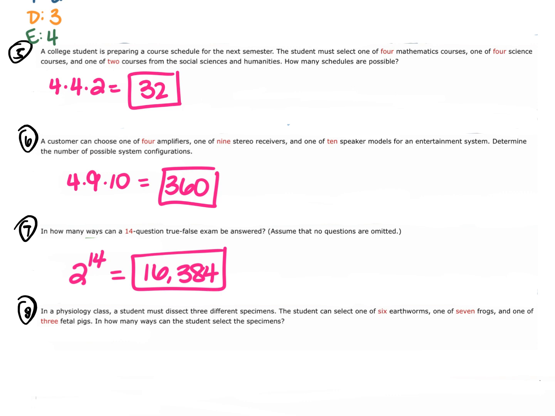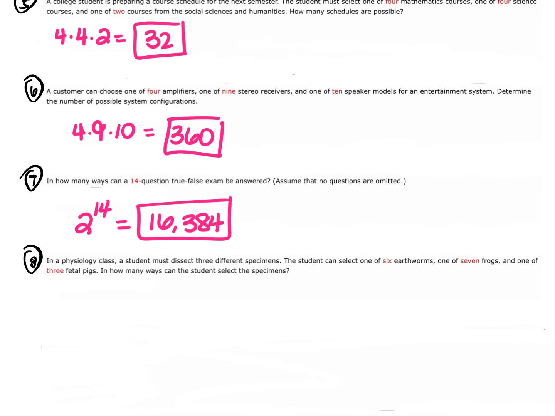For number 8, it tells you in a physiology class, a student must dissect 3 different specimens. The student can select one of 6 earthworms, so that's 6, one of 7 frogs, that's 7, and one of 3 fetal pigs. And how many ways can the student select the specimens? So with this, you're just multiplying 6 times 7 times 3. The 6 times 7 is 42, times 3 gives us 126 different selections.